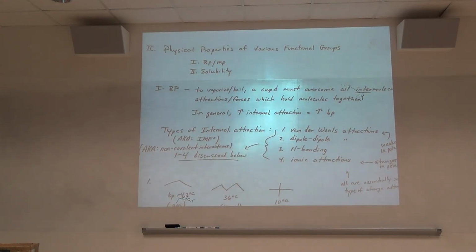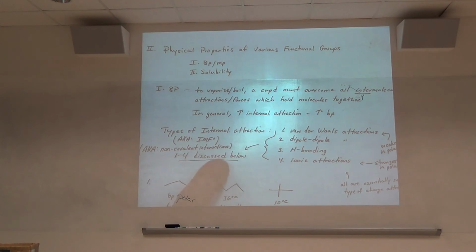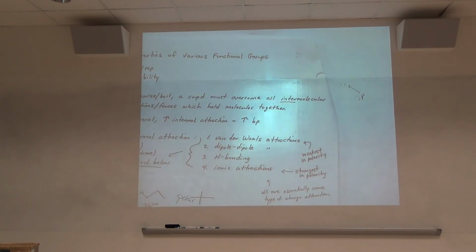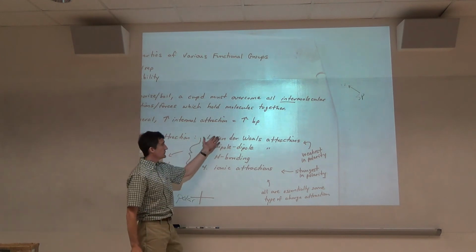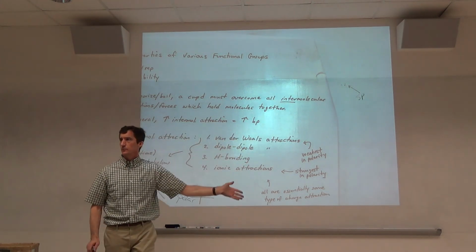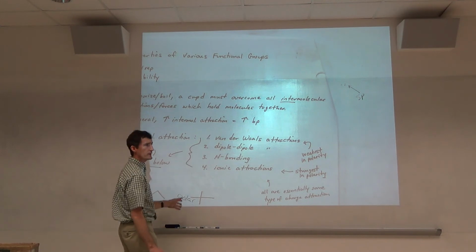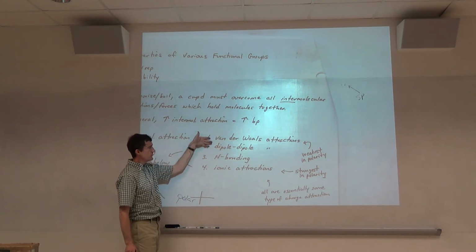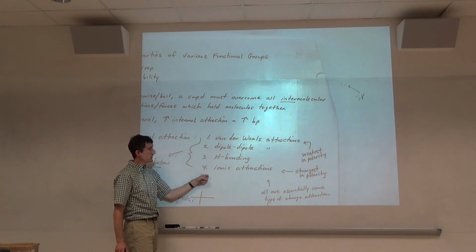What are the types of intermolecular attractions? Also called IMFs, or intermolecular forces. Also called non-covalent interactions, because we're not talking about making covalent bonds, we're talking about electrostatic attraction, either from being an ion or a partial positive. Here are the four types. Van der Waals attractions, also sometimes called London or dispersion forces. For me, it's basically all the same. These are also in order of ranking, from weaker to stronger.